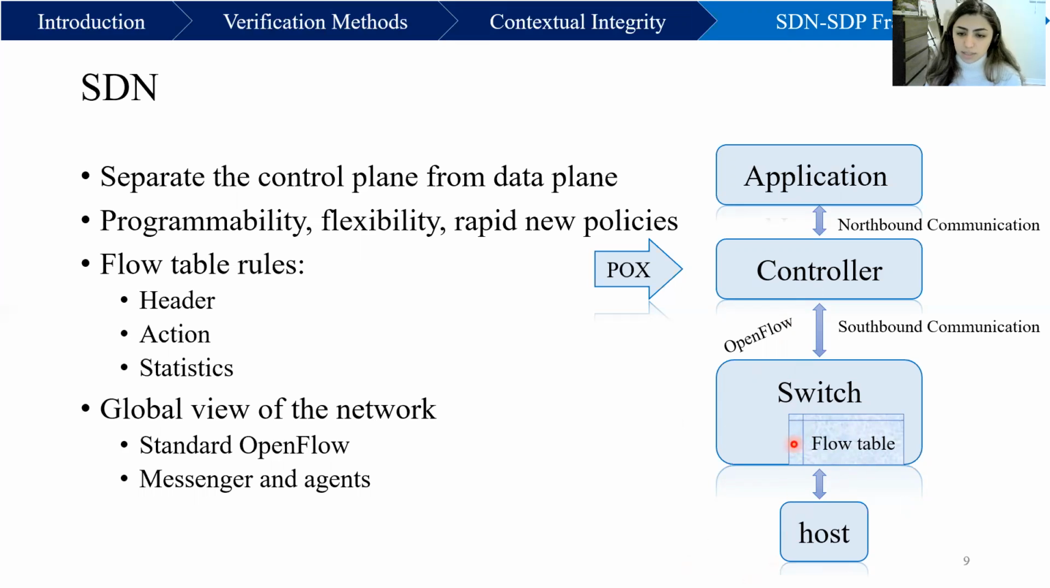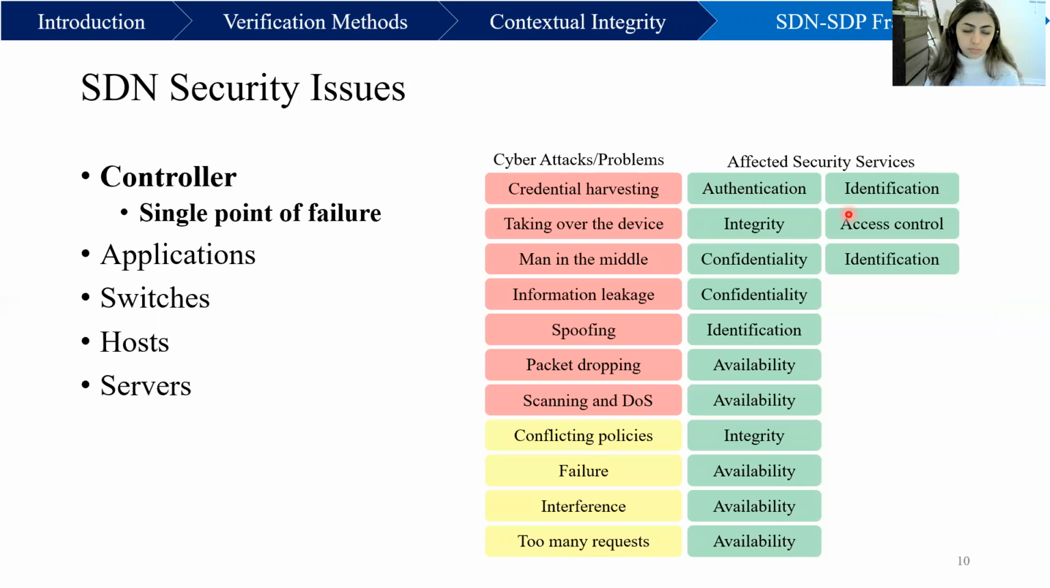When a host sends a packet to the switch, it will check the flow table. If a rule exists for that, it will forward it based on the rule. Otherwise, it will send it to the controller and ask the controller to install the rule. Flow table rules have the format of header, action, and statistics. This architecture provides a global view of the network, and it can get services from different kinds of applications. Software-defined network provides us flexibility and allows us to apply policies, gather information, and many other services.